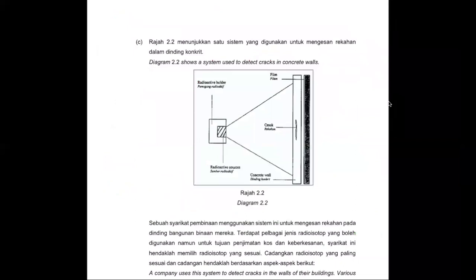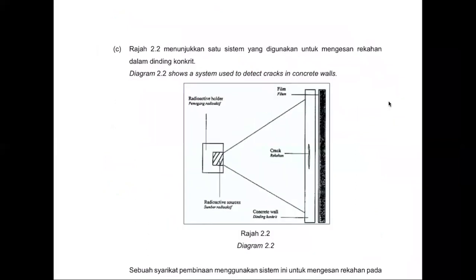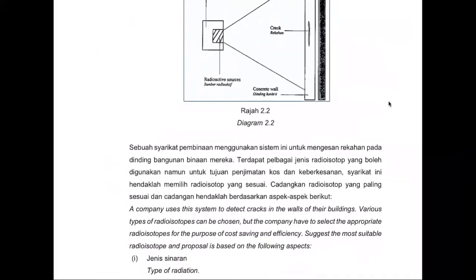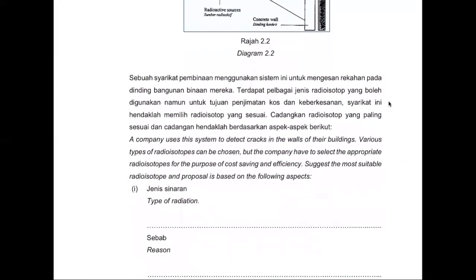Okay, next one, C. Diagram 2.2 shows a system used to detect cracks in concrete walls. A company uses this system to detect cracks in the walls of buildings. Various types of radioisotopes can be chosen, but the company has to select the appropriate radioisotope for the purpose of cost saving and efficiency. Suggest the most suitable radioisotope, and the proposal is based on the following aspects.